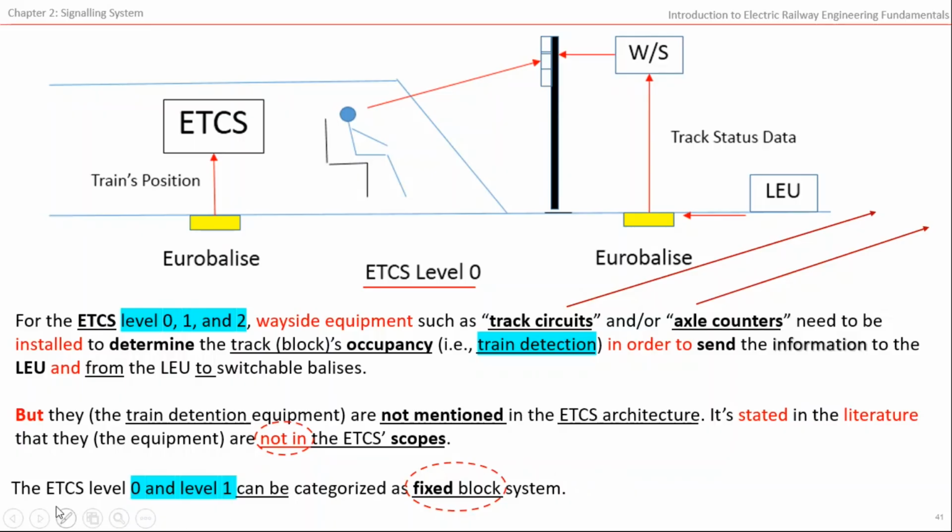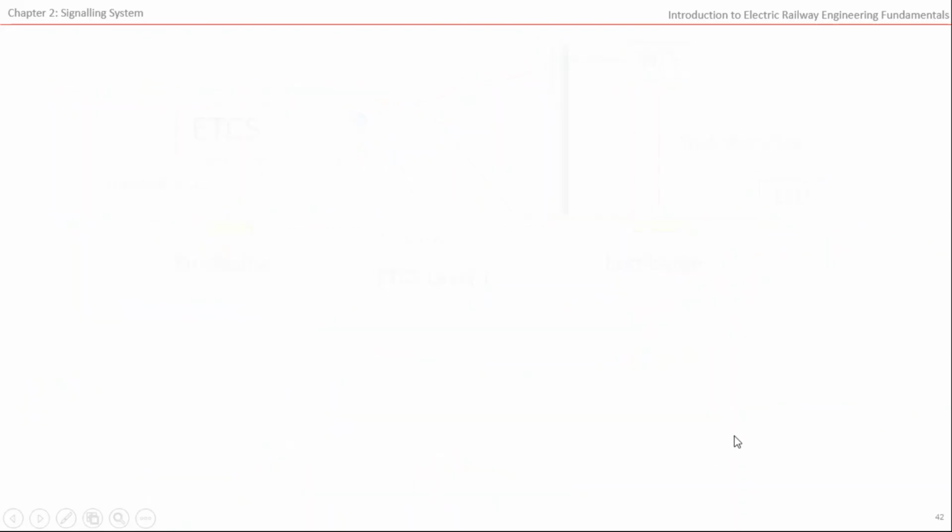And ETCS level 0 and ETCS level 1 can be categorized as fixed block systems. So ETCS can be either a fixed block system or a moving block system, or even what they call a semi-moving block system. But level 0 and level 1 are categorized as fixed block systems.